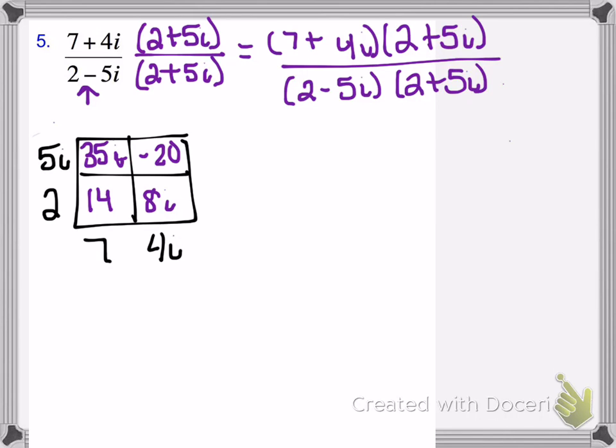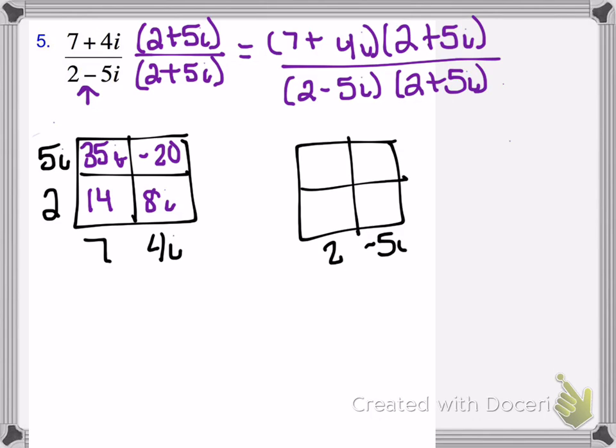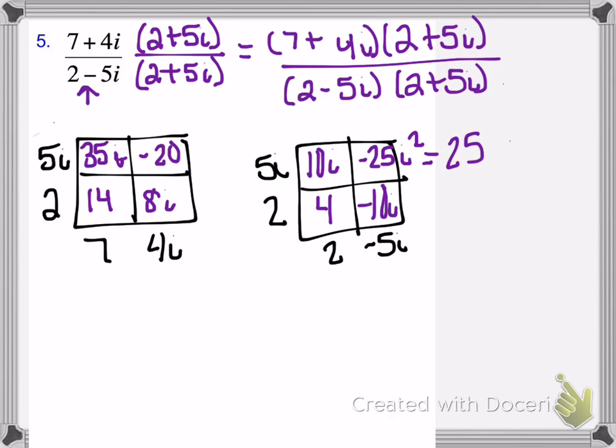I have another generic rectangle I need to make for the denominator. 2 minus 5i times 2 plus 5i. Multiply there to get the interior. 4, 10i, negative 10i, and then negative 25i squared. Okay, I told you that i squared is going to come up a lot. So really, that upper right box is saying a positive 25, because that i squared is negative 1.